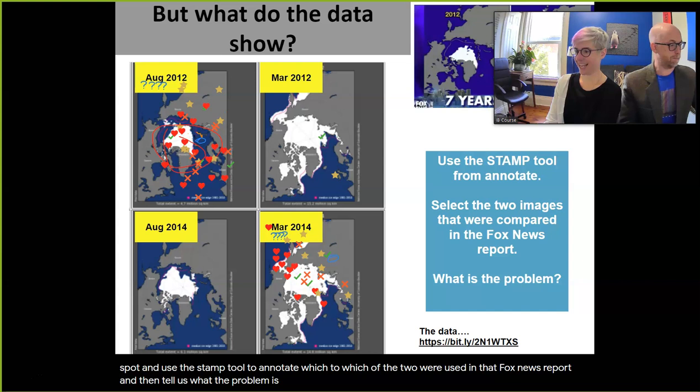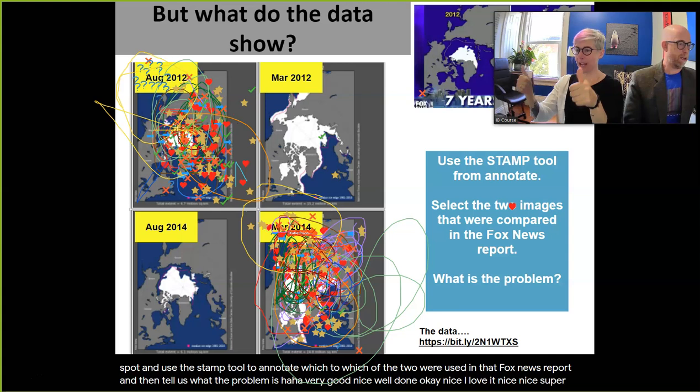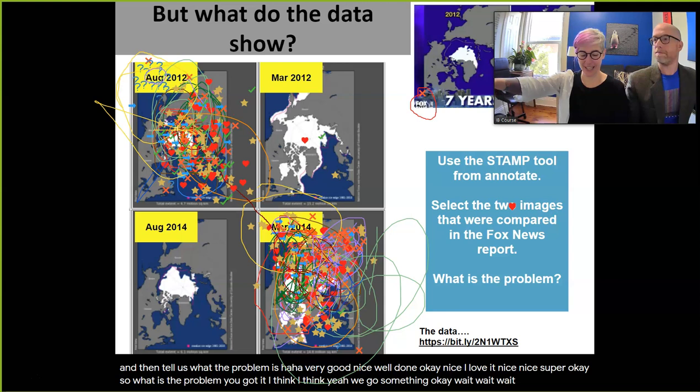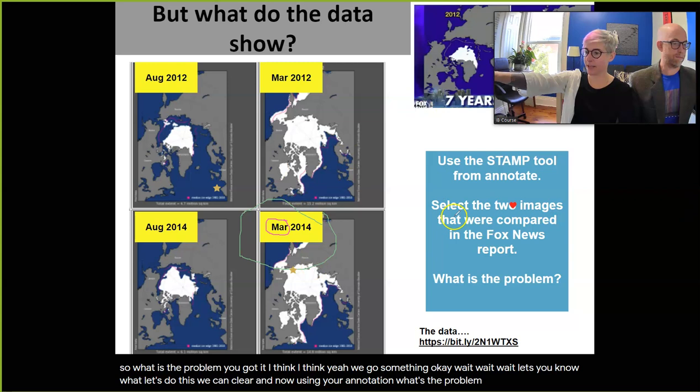Aha! Very good. Nice. Nice. Well done. Okay. Nice. I love it. Nice, nice, nice. Super. Okay, so what's the problem? You've got it. There we go. Somebody. Okay, wait. Let's do this. We can clear. And now, using your annotation, what's the problem? There we go. People are already starting to look. Super. Thank you. Okay. Super.